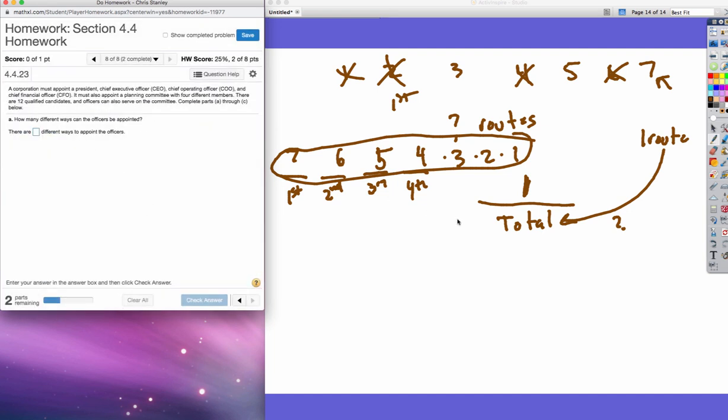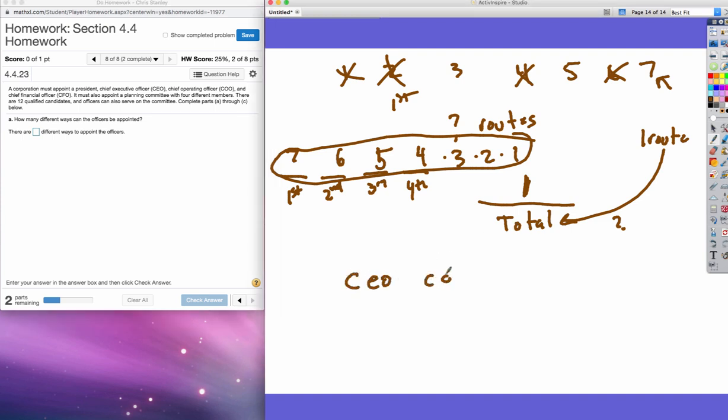How many different ways can offers be made? So we have a CEO, a COO, and a CFO. Now, how many people are going to be going for this job? There's 12. Oh, there's 4 jobs: a CFO, COO, and president. I forgot the president. So there are 4 potential jobs, and there are 12 people.